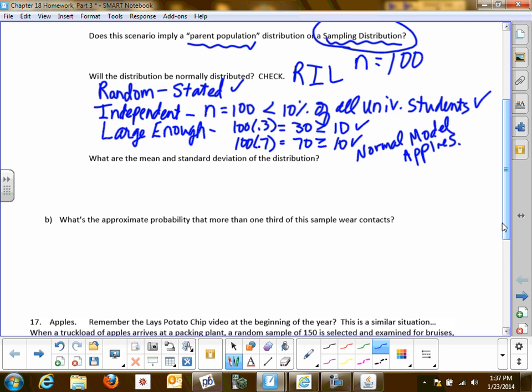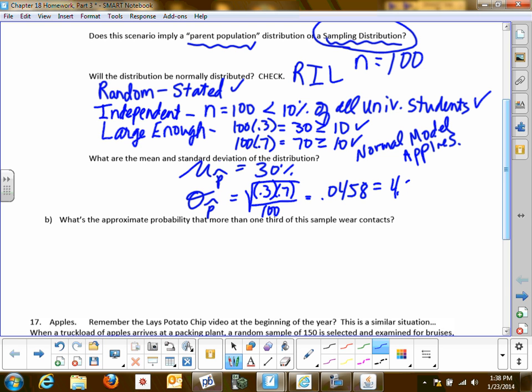So our mean of the sampling distribution of proportions is 30%. Very good. And the standard deviation of our sampling distribution of proportions, we have to use that formula. That's 4.58 percentage points.